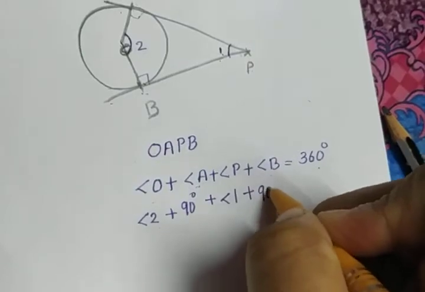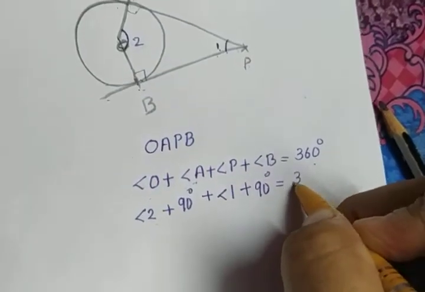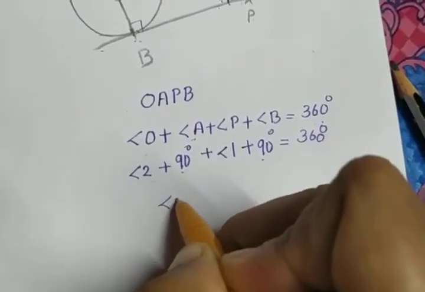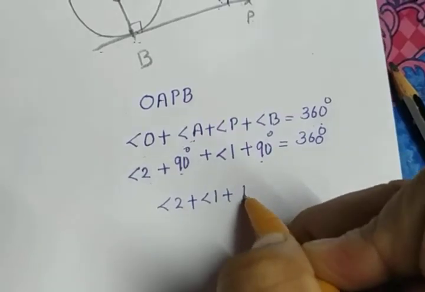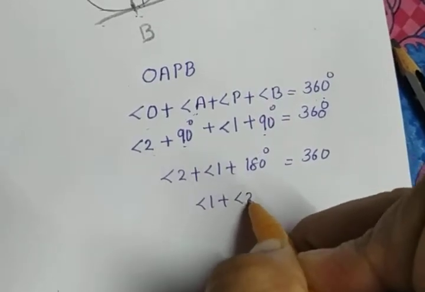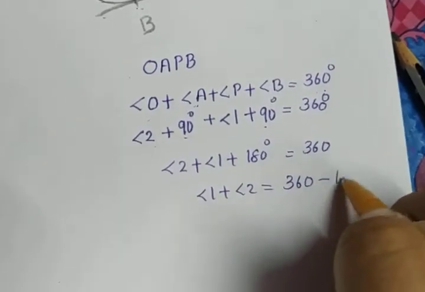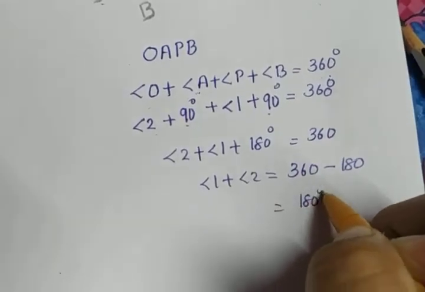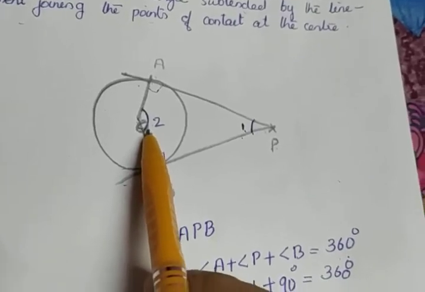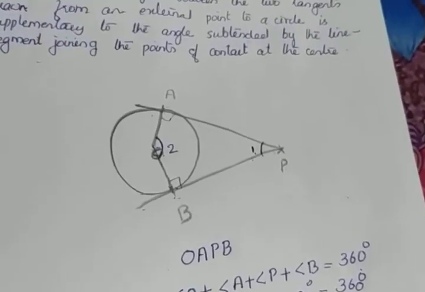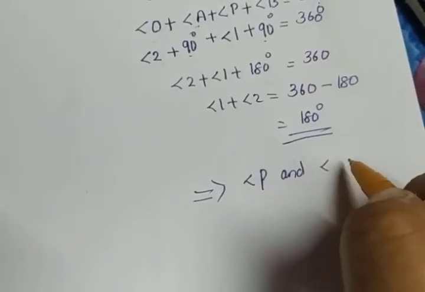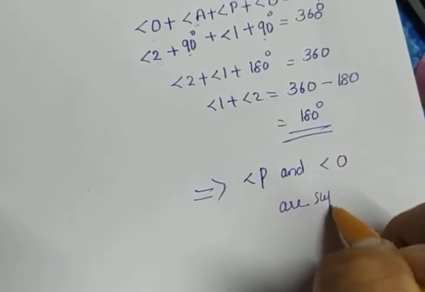So, plus 90 degrees will give you the value 360 degrees. 90 plus 90 gives you 180. So angle 2 plus angle 1 plus 180 degrees is equal to 360. So angle 1 plus angle 2 is equal to 360 minus 180, which gives you 180 degrees. So we got the sum of angle 1 and angle 2 as 180 degrees, which implies that angle P and angle O are supplementary. That was what we had to prove.